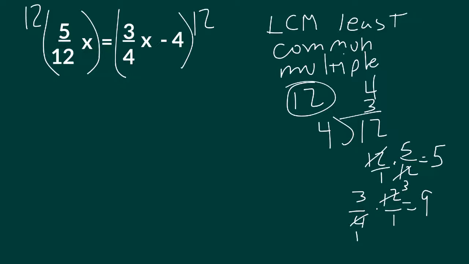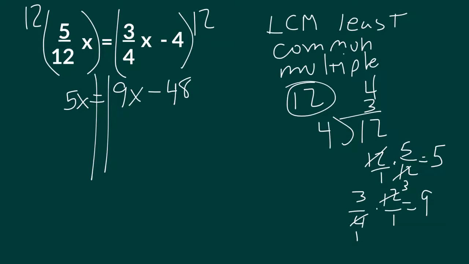All right, so now I end up having 5x is equal to 9x, the 3/4 times 12, minus 4 times 12, because remember, I did say everything. This is being distributed to both this 4 and the 3/4, so 12 times 4 is going to give me a 48. Then I would draw those railroad tracks.